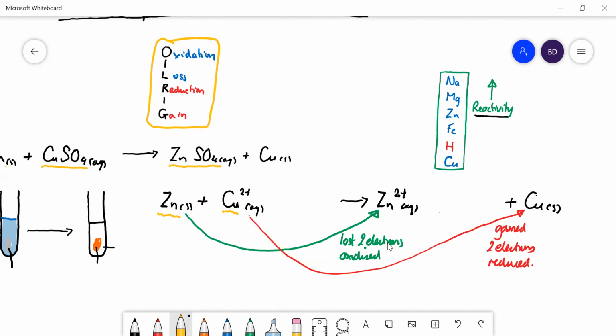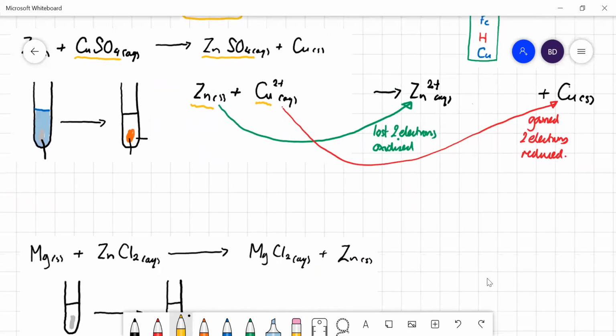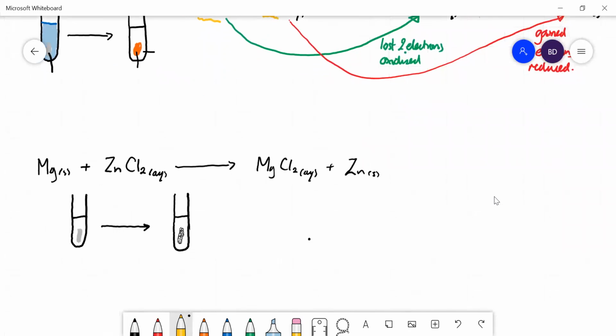Let's have a look at another reaction, very similar to that, just to illustrate it further. What we've got here is magnesium this time, which is more reactive than zinc. We're going to add magnesium to a zinc compound in aqueous solution, zinc chloride. Here we have a piece of magnesium ribbon, and a solution of zinc chloride, which is colorless. After the reaction, you can see on the surface of the magnesium, you've got little bits of black zinc.